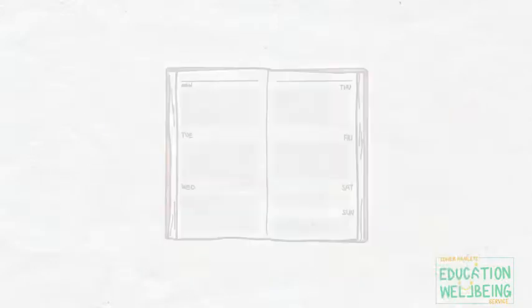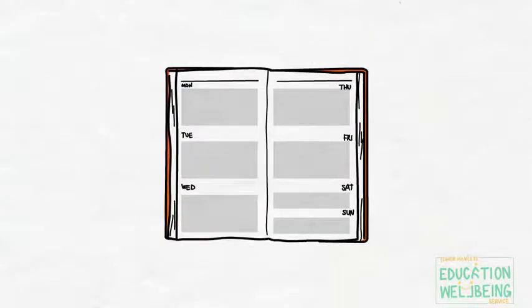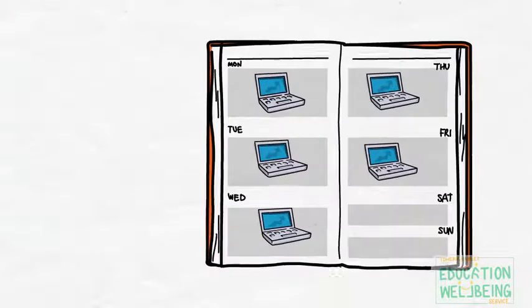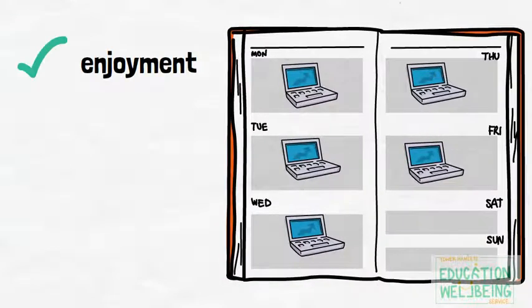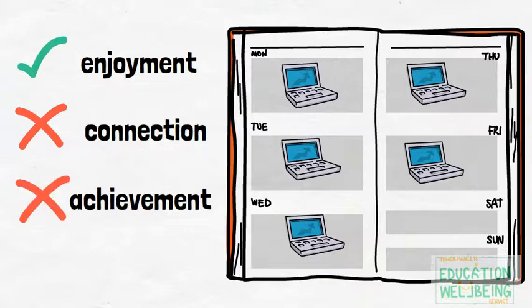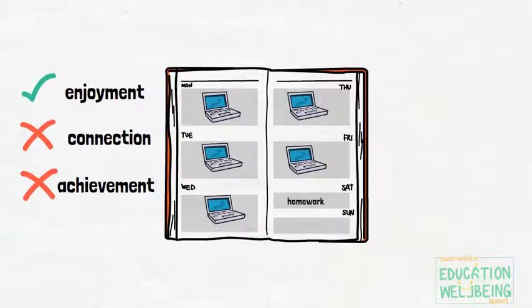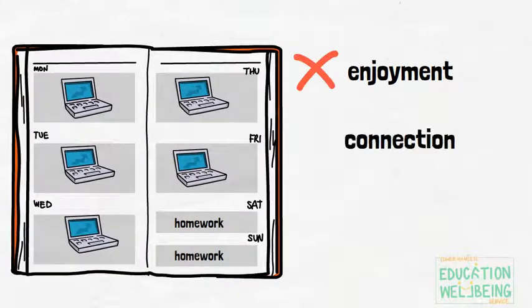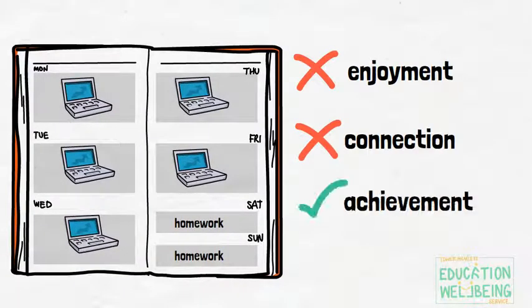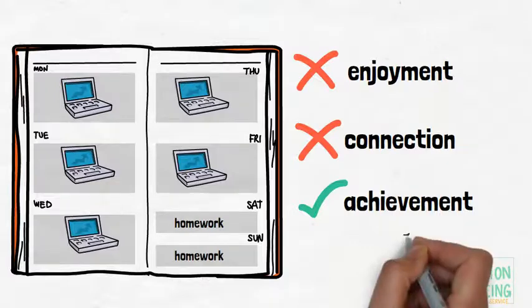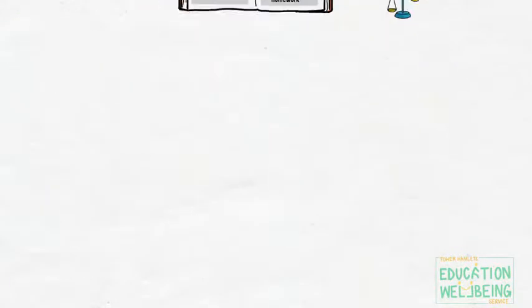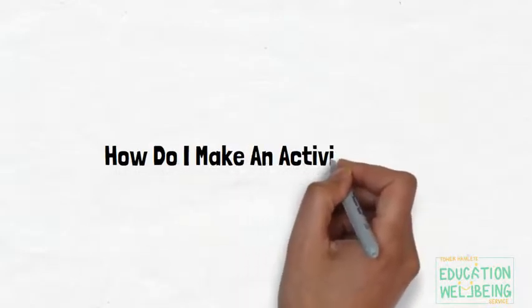For example, if we only schedule one activity every day in our week, say for example spending an hour on YouTube, we may be having a lot of fun, but not a lot of connection to others or sense of achievement. On the other hand, if we only fill our time with homework or study, we may be feeling a higher sense of achievement, but not be having very much fun. Activity diaries are all about balance. So next, let's have a look at how we can make one.